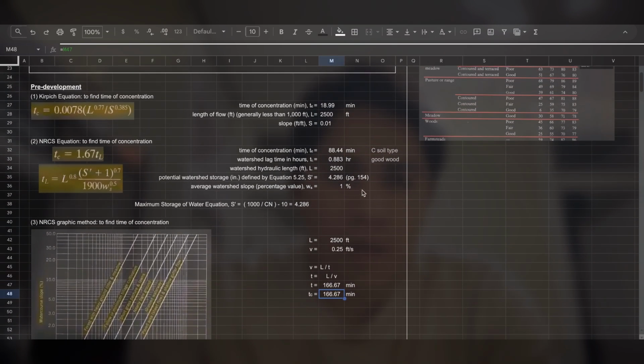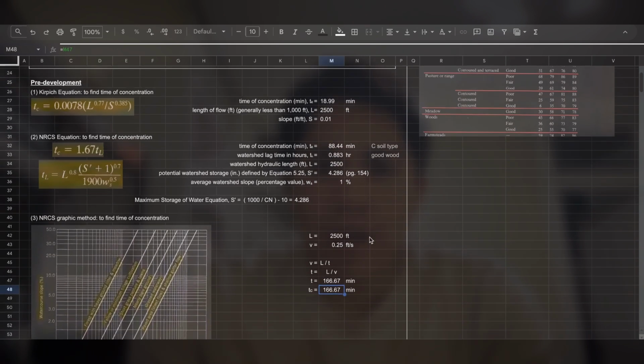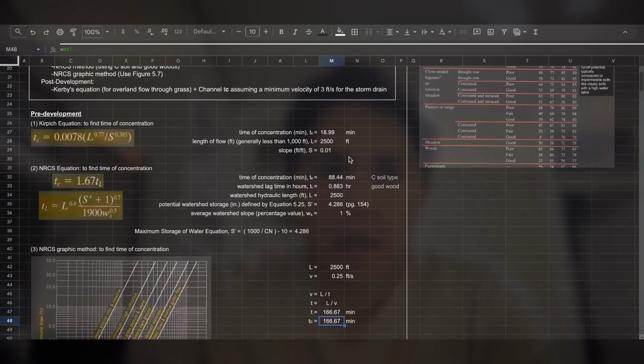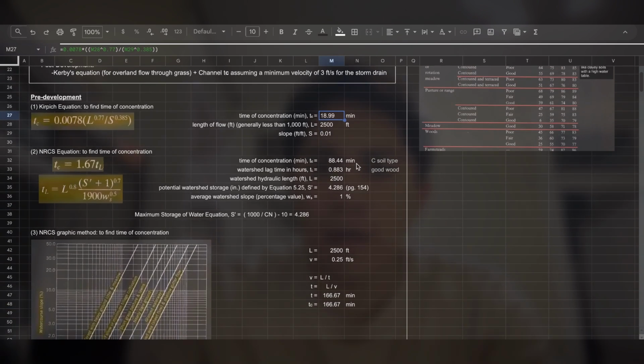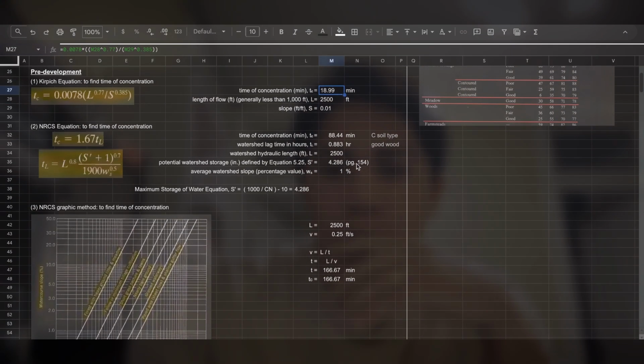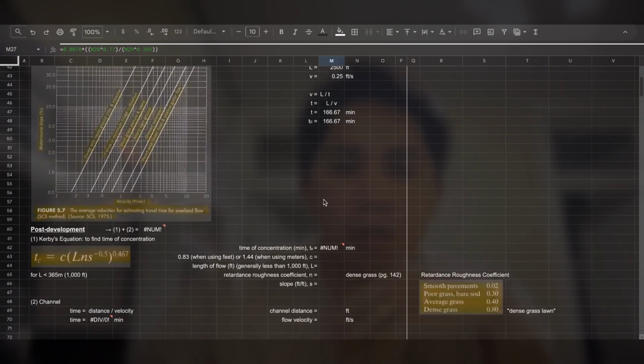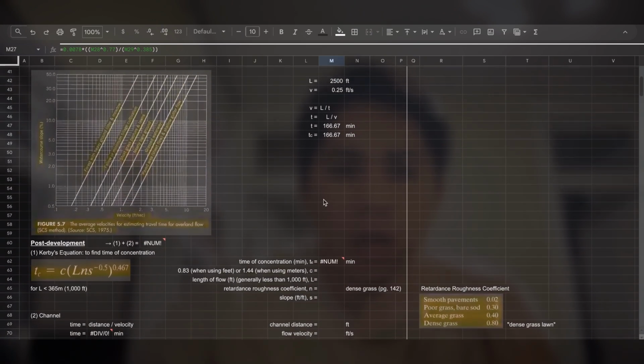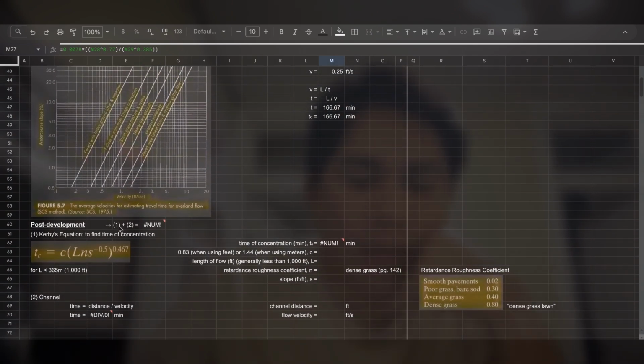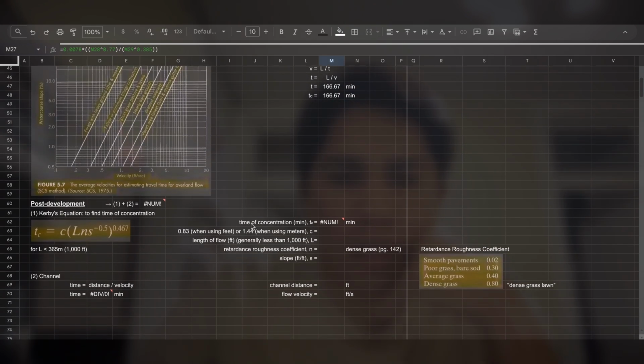Again, it's interesting to see that using the equation and using the graphic equation gives us pretty much double the value. So they are pretty different. And using the Kirpich equation, we have a very, very low time of concentration. So it all depends on the characteristics of the watershed you're working on. Now let's solve for the post-development. Let's see how the time of concentration changes.